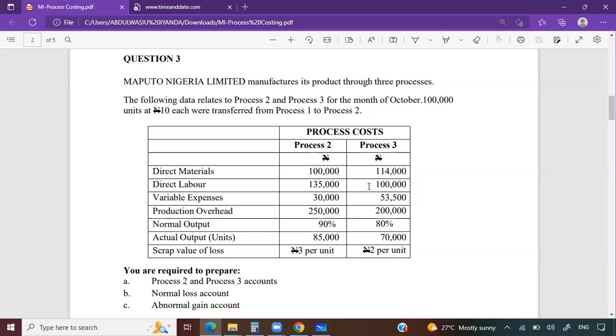Have a look at this question 3, please. Omote Nigeria Limited manufactured its products through 3 processes. The following data relate to process 2 and 3 for the month of October. 100,000 units at 10 naira each were transferred from process 1 to process 2.